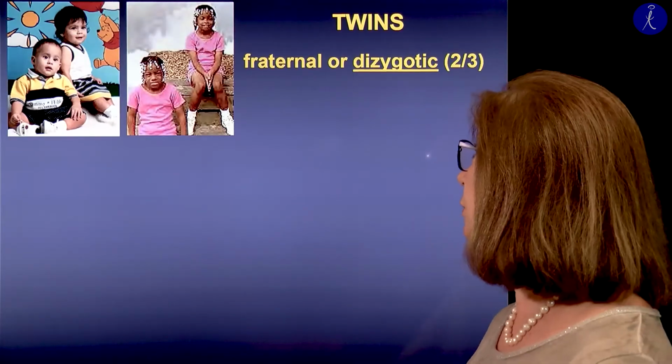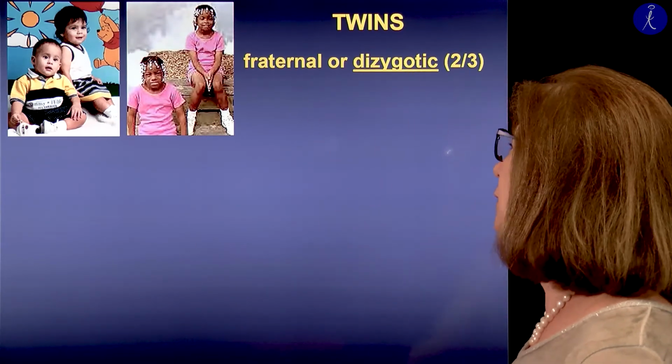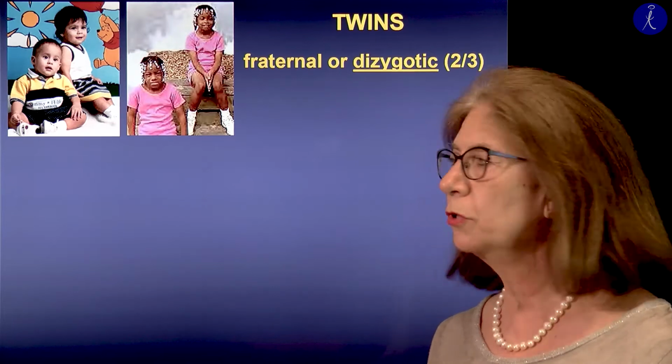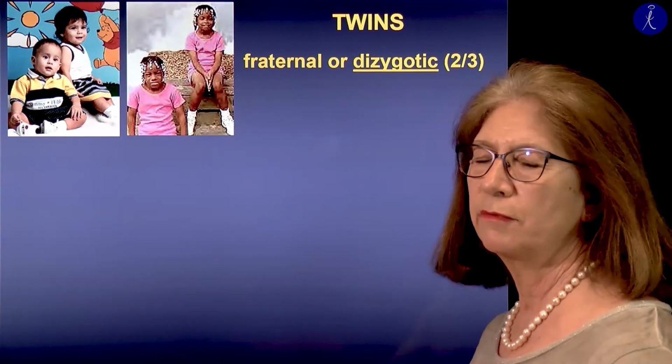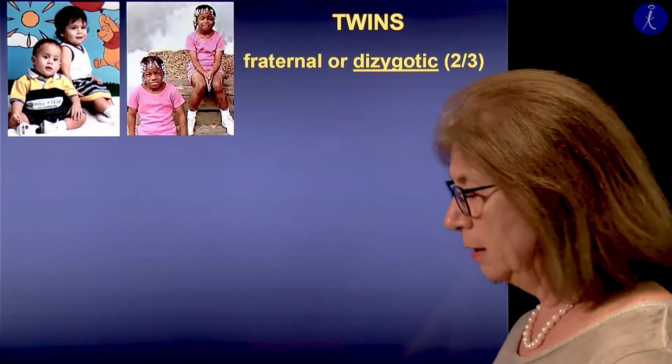And now about the twins. Twins may be fraternal or dizygotic twins. This is about 2/3 of all twins. Like all siblings, you may have 2 boys, 2 girls, or 1 boy and 1 girl.